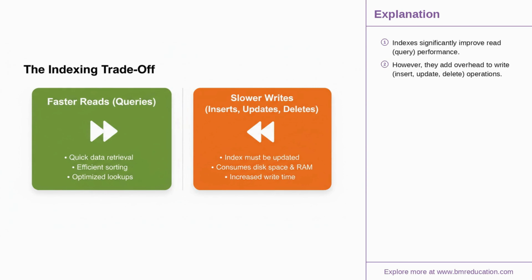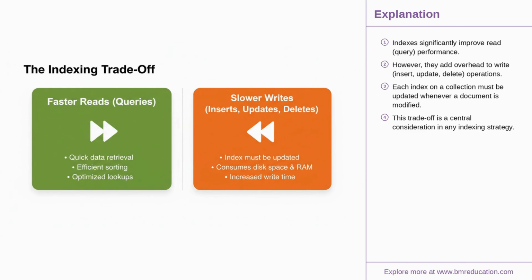Now that we can build and analyze indexes, we must consider the trade-offs. While indexes dramatically speed up read operations like queries, they introduce overhead to write operations. Every time you insert, update, or delete a document, MongoDB must also update every index on that collection. It's a classic balance between read performance and write performance.